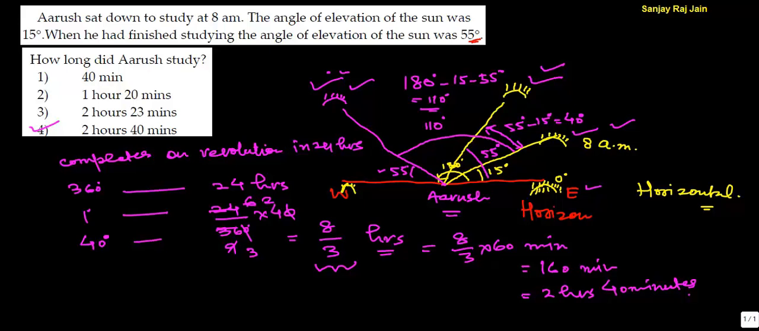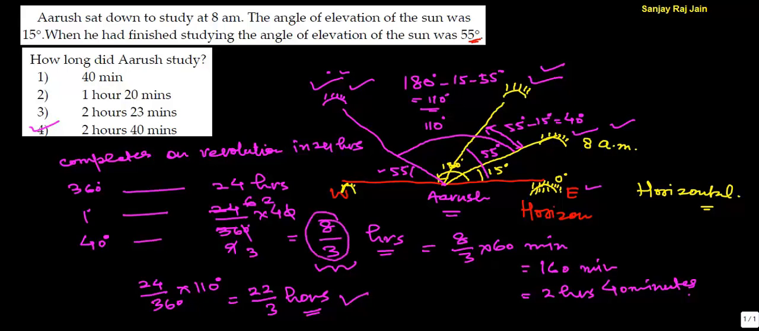And this position comes after, let's say, how many hours? 24 by 360 into 110, which translates into 22 by 3 hours. This is not the given answer choice, so we will go by the first choice, 8 by 3 hours, which is 2 hours and 40 minutes.